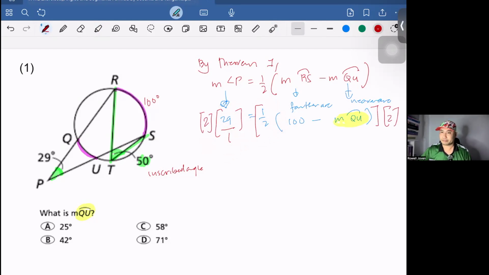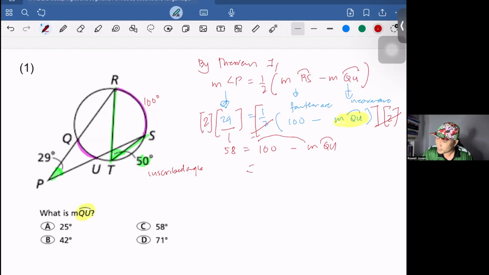Now, since we have already the LCD, multiply both sides by 2. So 2 times 29, that's 58. That's correct. Then what will happen to the denominator 2? This is cancelled. So you only have 100 minus the measure of RQU. That is the reason why we take the LCD, so that we can eliminate the fractions. As you can see, we now have a linear equation without any fractions. So it's easy for us to manipulate.